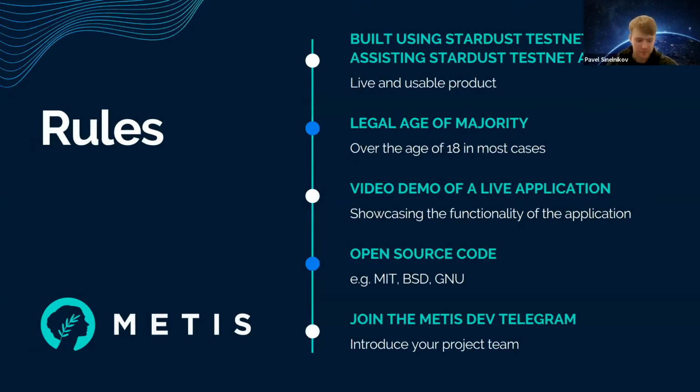Just to go over some of the rules. This slide should be updated; it should say Go Early. We've deprecated our Stardust, so don't deploy on Stardust, since it won't be live. But again, we're fully EVM equivalent, so even if you did deploy on Stardust, you can take the code and redeploy it on Go Early as well. The requirements are: legal age of majority, a video demo of the live application, open source code, and you join the Metis socials. Very, very important, just to keep connected and updated.